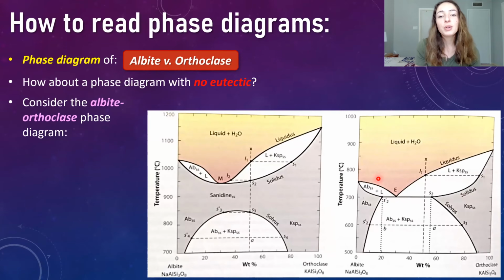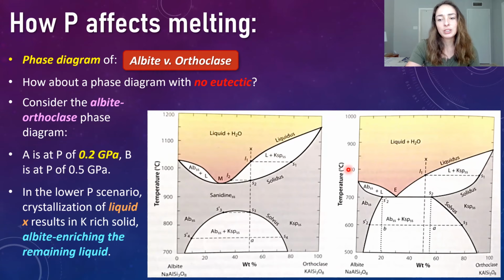The last example I want to go through is albite-orthoclase. Albite is a member of the plagioclase feldspar solid solution series, and orthoclase is a member of the K feldspars. So if we look at these diagrams, we can see one has a eutectic and one has none. So let's talk about what's happening over here and why there isn't a eutectic and why this thing is labeled M and not E.